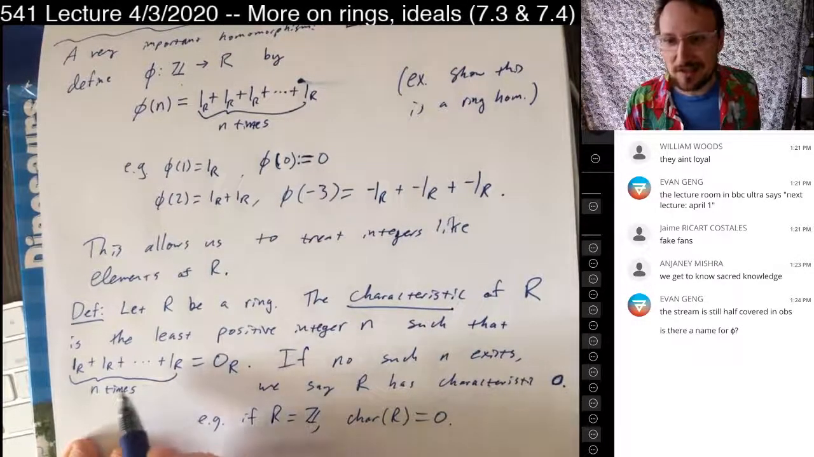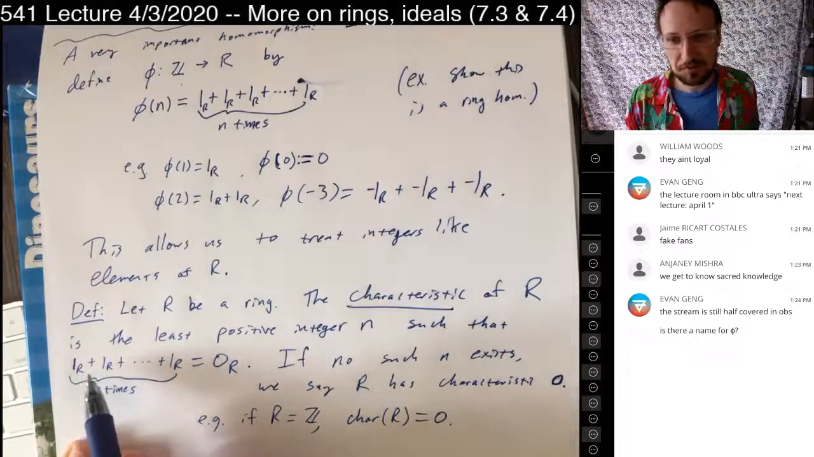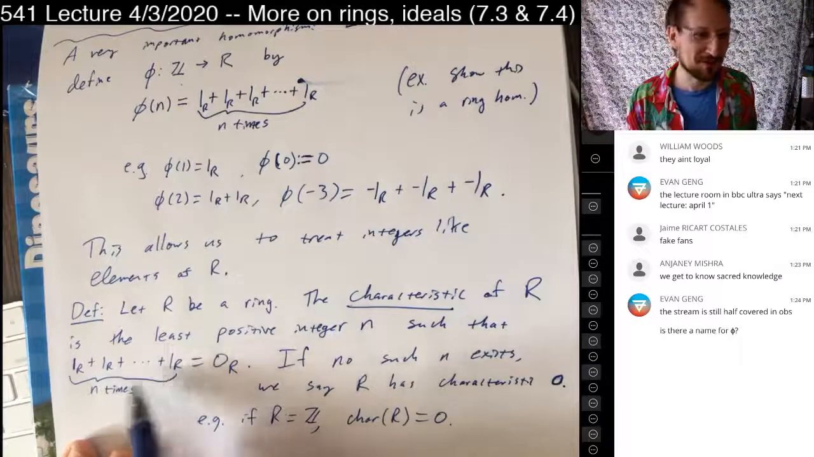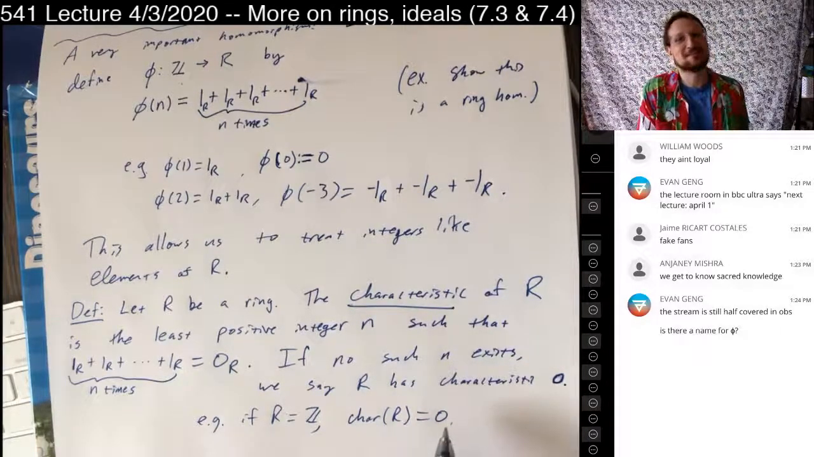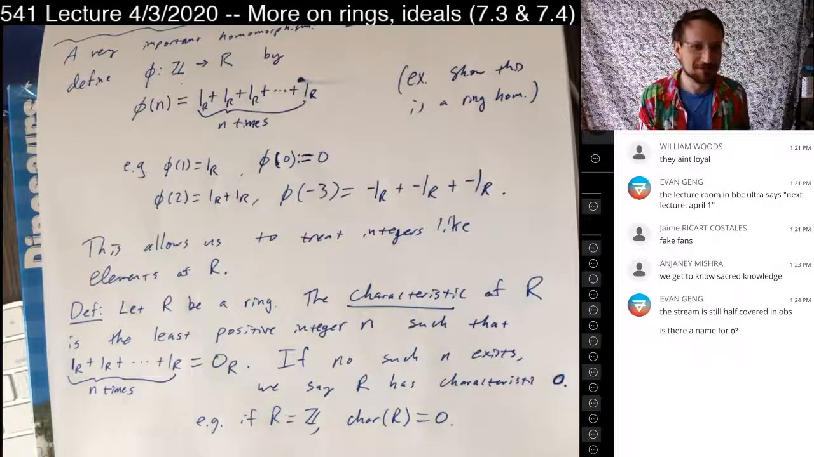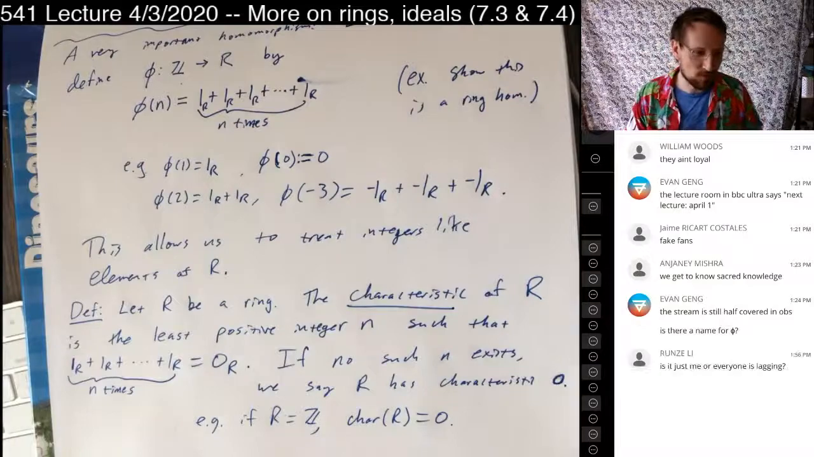So this definition is literally the order of this element in the additive group. In Z, these are just ones, and there's no positive multiple of one that equals zero, right? One has infinite order in the group Z, the additive group. So it would really make sense to call this characteristic infinity, but people call it characteristic zero. It's just what it's called. I don't have a super good reason for that. Maybe if I thought about it more, I would remember why that's a good name. I don't know.